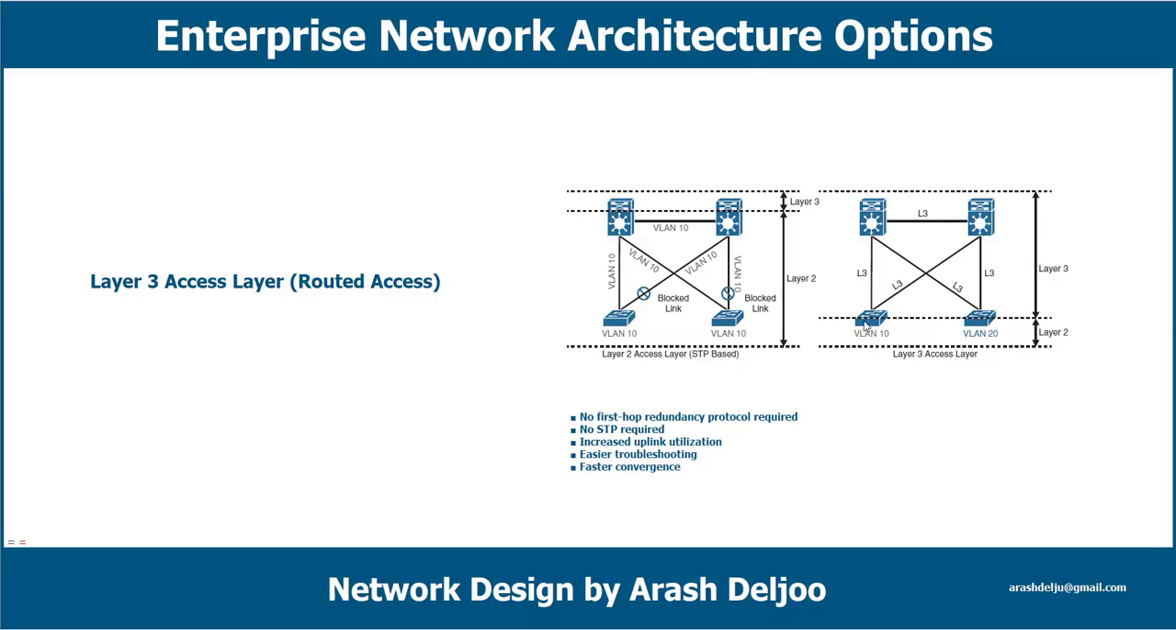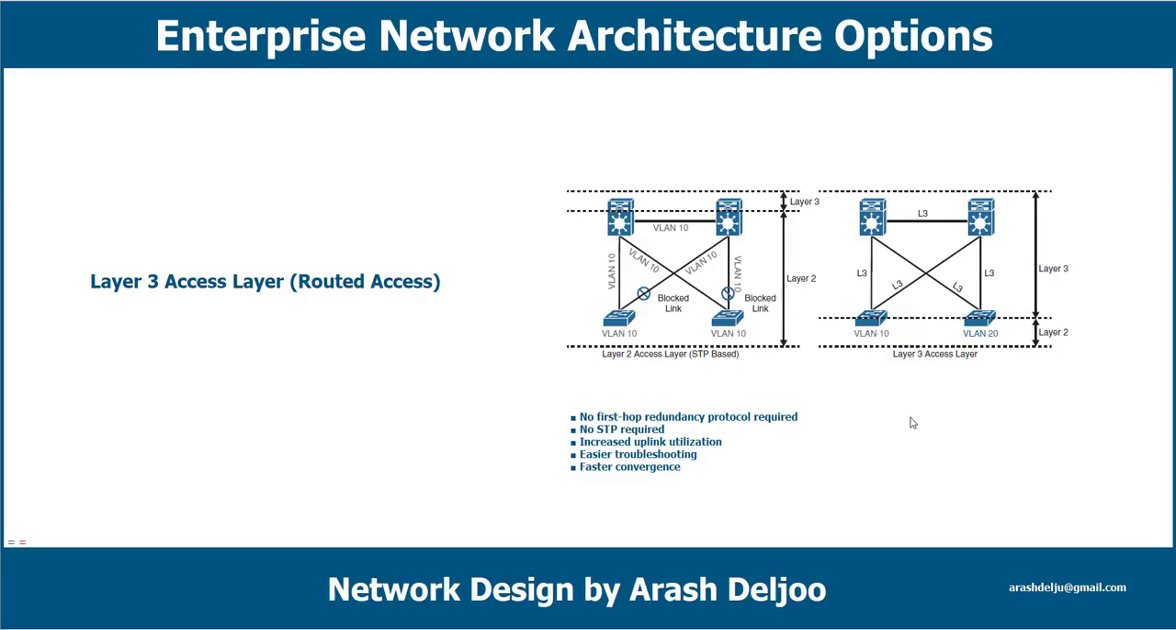Actually, here now the access layer switch is the boundary between the layer 2 and also layer 3 domain. Here you can see that we have layer 2 access layer. This is STP based, but here we have layer 3 access layer. This is, for example, the layer 3 access layer.